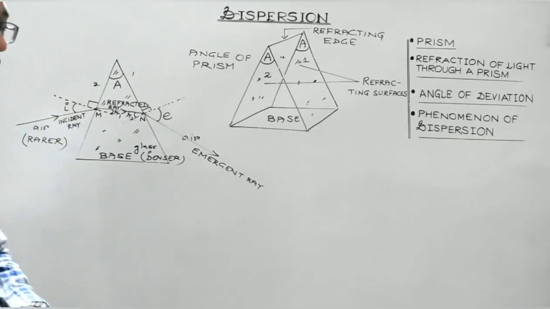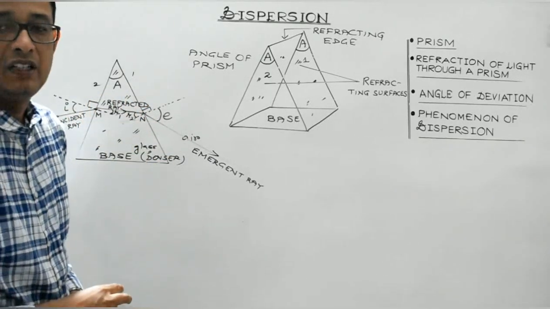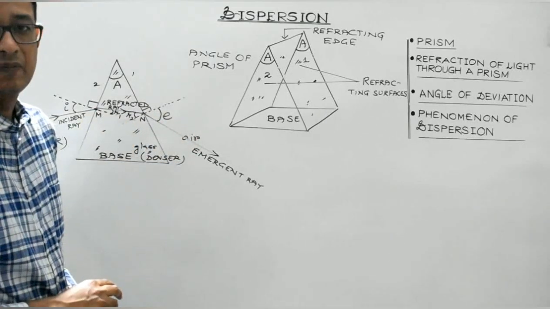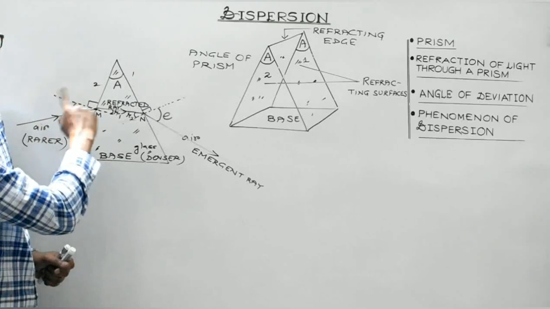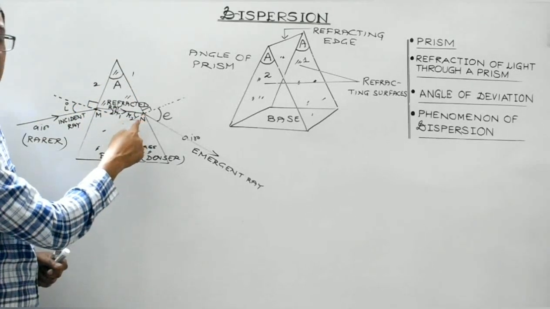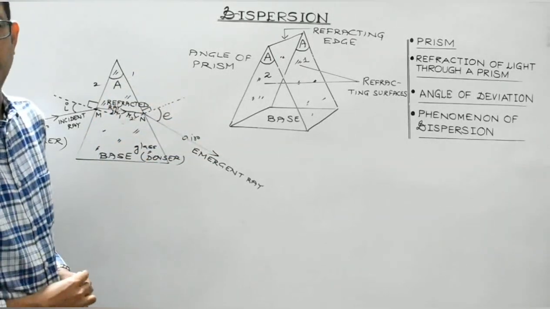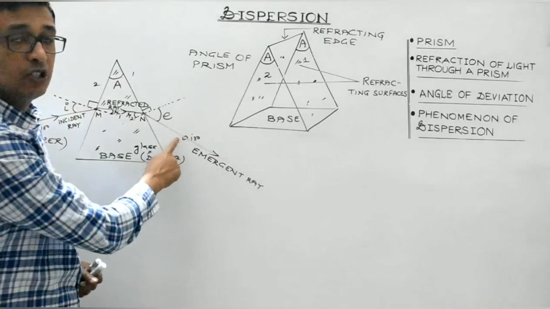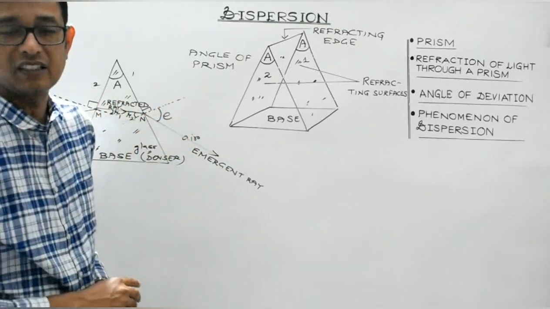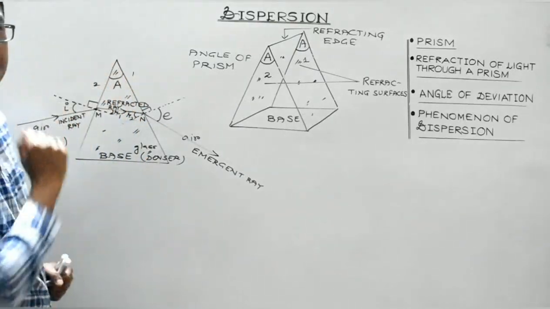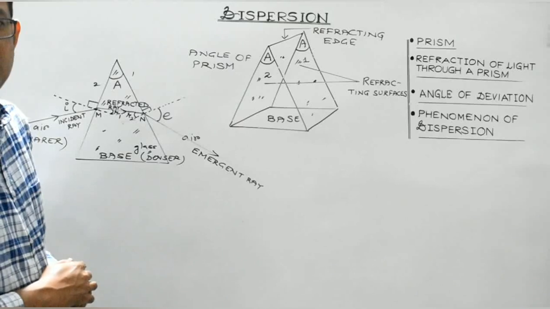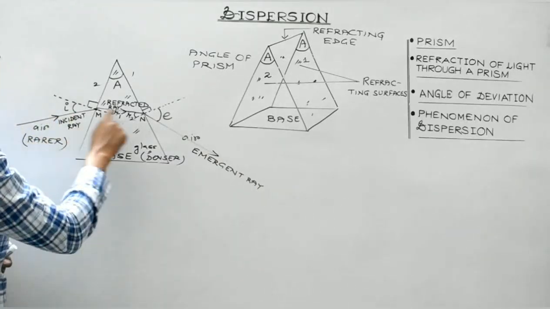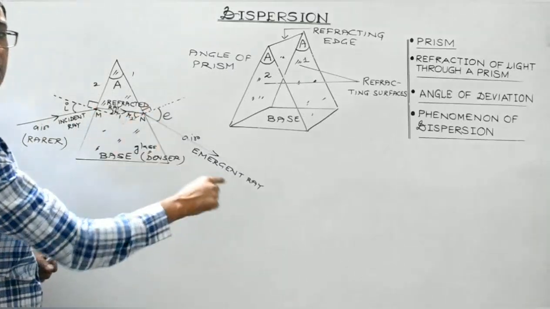Clear, students? So, a ray of light while passing through a prism, it suffers refraction twice on each of the two refracting surfaces. At point M, since it is traveling from rarer to denser, it will bend towards the normal. And at point N, the light is traveling from denser to rarer, so it will bend away from the normal. The angle which the incident ray makes with the normal is the angle of incidence. The angle which the emergent ray makes with the normal is the angle of emergence. That's given by small letter E. And this is the angle of prism. I hope you have understood this ray diagram, right? This is the incident ray, this is the refracted ray, and this is the emergent ray. So, light is suffering change in its path twice while passing through the prism.